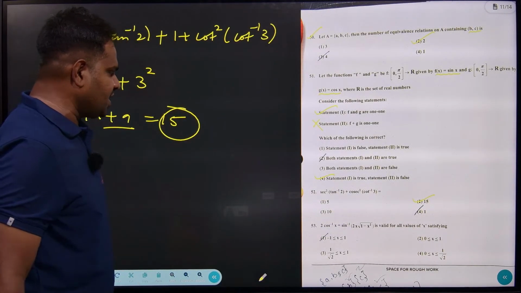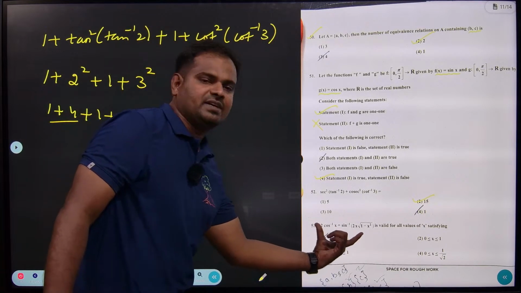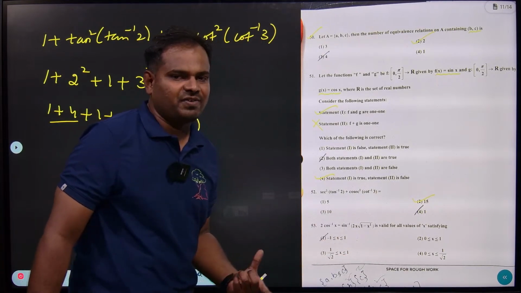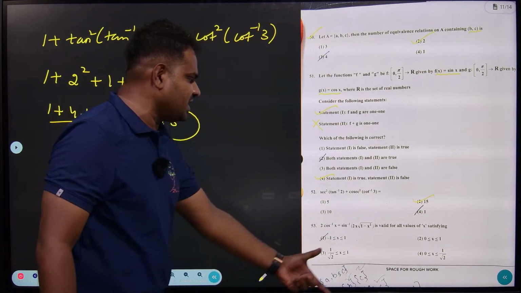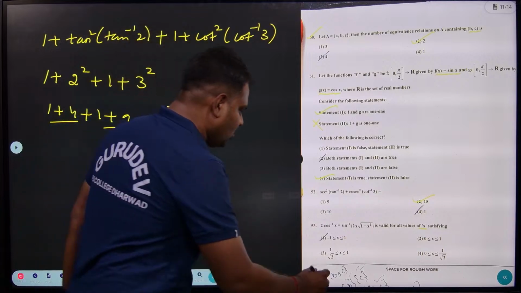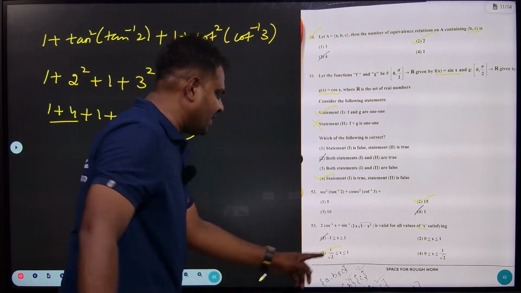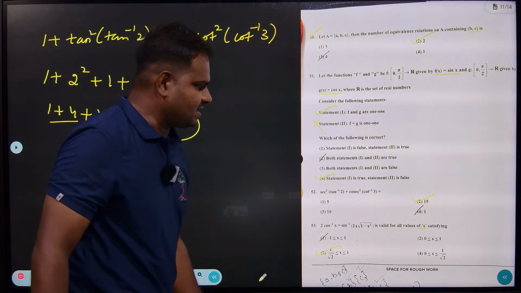Now let us look at the next question, and this is the simplest question that he has asked. Already you have studied this question in inverse trigonometric functions. So 2 cos inverse x equal to sin inverse of 2x into root of 1 minus x square. For which value of x is it valid here? Yes, it is option 3. That is, the value of x is greater than or equal to 1 by root 2, less than or equal to 1. Isn't it? Okay.